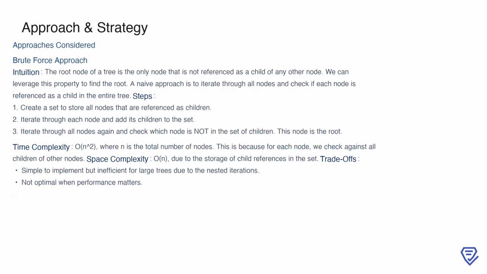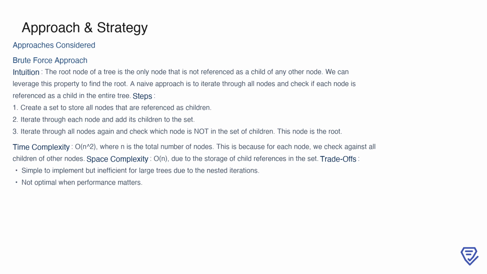To start, let's consider a brute force approach. The core idea here is to use the property of the root node being the only node that is never referenced as a child by any other node. Based on this, we can identify the root by iterating through all the nodes in the tree and checking if each node is present in the set of child references.